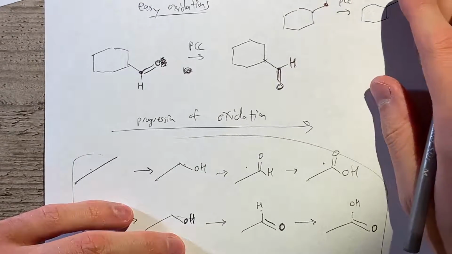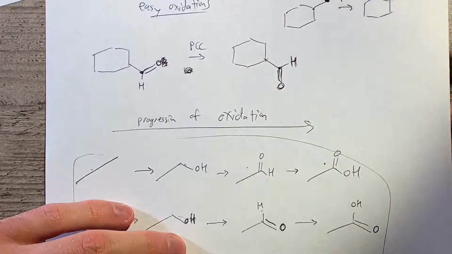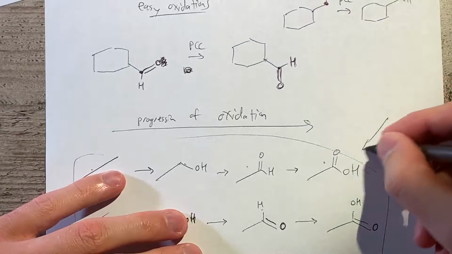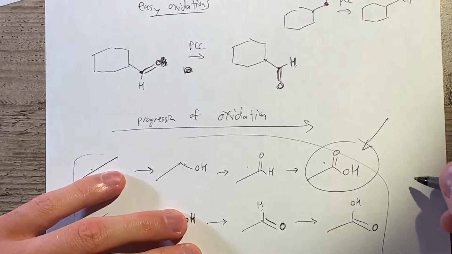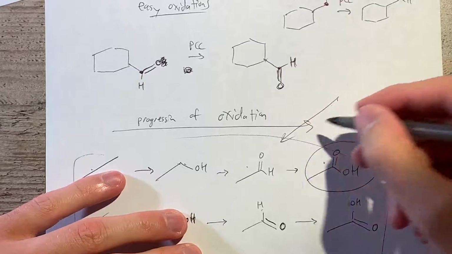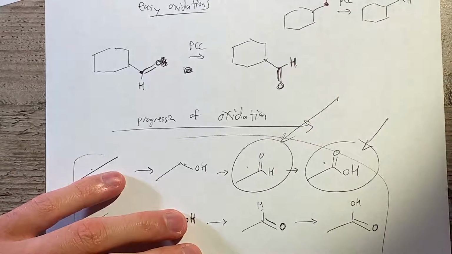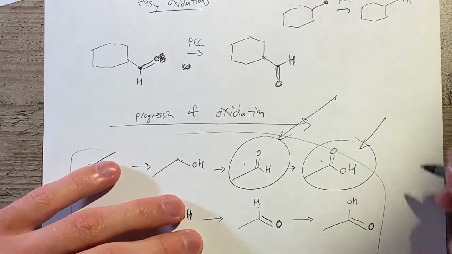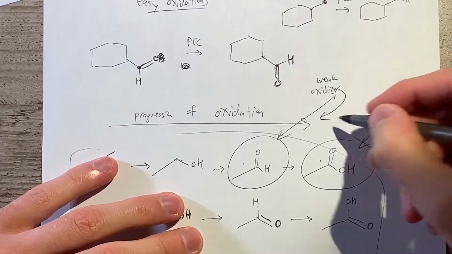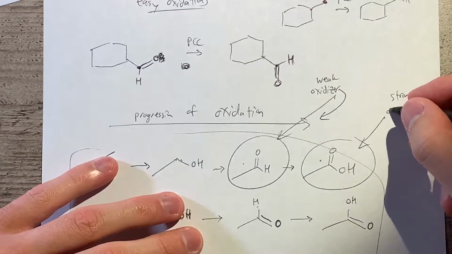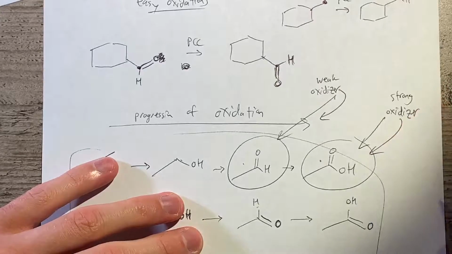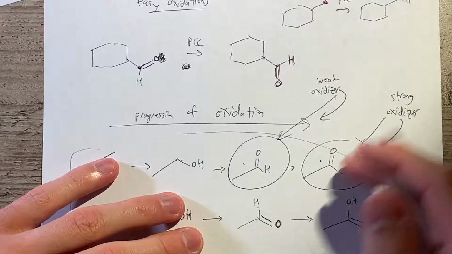Jones, on the other hand, which we'll get to in a second, is a strong oxidizer. Strong oxidizers give you carboxylic acid. Weak oxidizers give you aldehyde. That's an important thing that I meant to say. Weak oxidizer yields aldehyde. Strong oxidizer yields carboxylic acid. Very, very important to note.